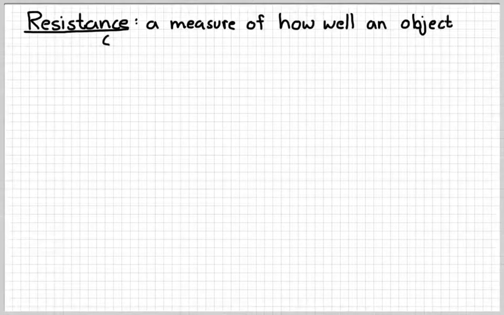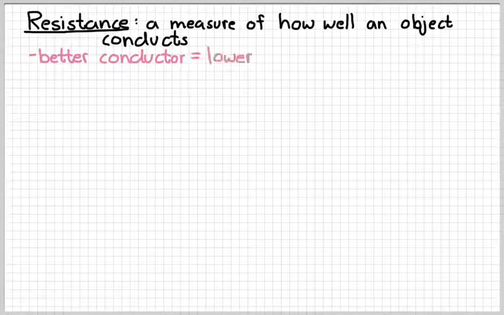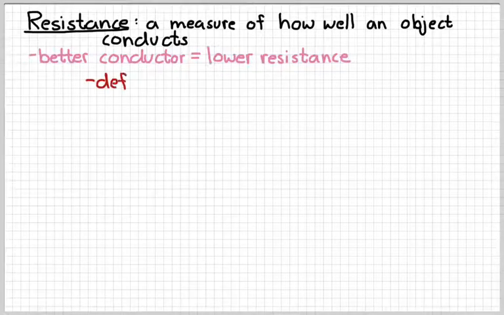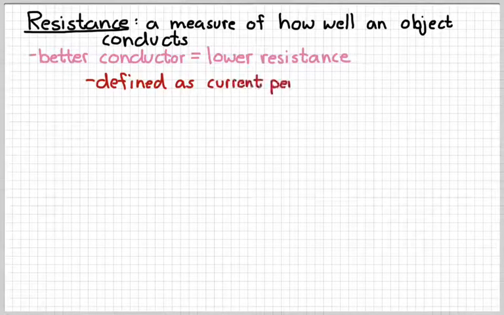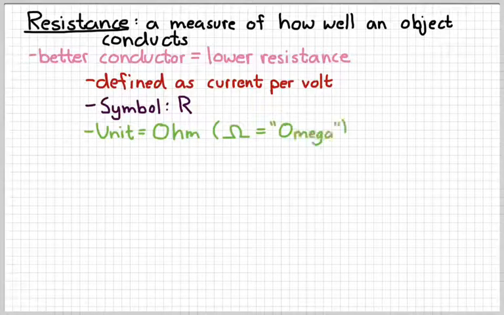The term resistance refers to how well an object can conduct charge. Basically, it's a measure of how good a conductor is. The better conductor you have, the lower its resistance is going to be. The way that we define resistance is as current per unit volt. The symbol for resistance is a capital R, and the unit that it's measured in is called an ohm.